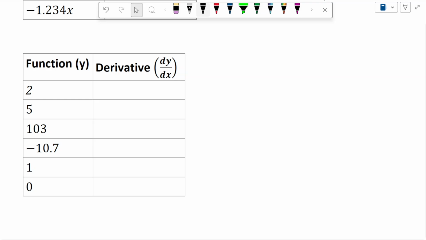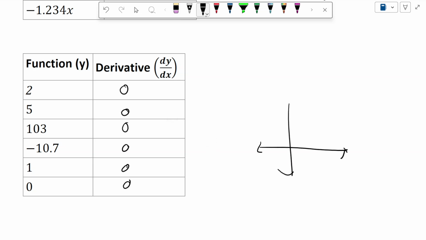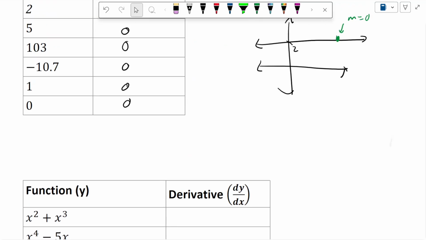Now here I've just got all constant numbers, so any derivatives will be 0. And again, if we look at that top one, and I just look at y is 2, then that line just has a height of 2. And if I pick any point on that line at all, the slope will be 0.